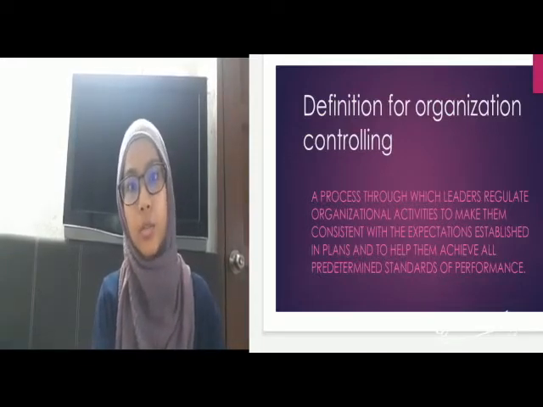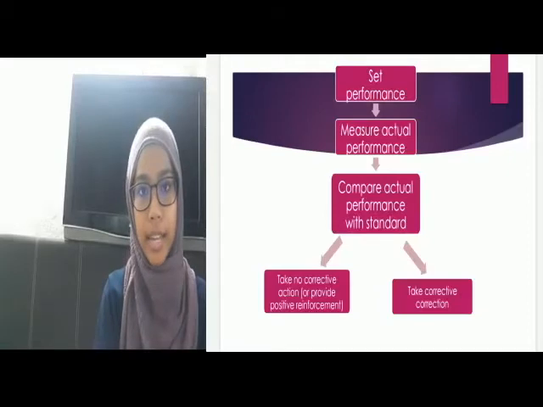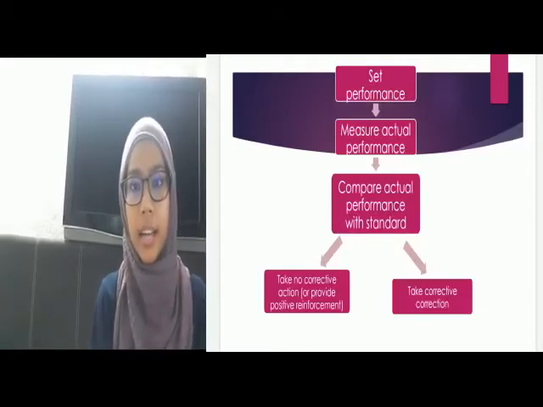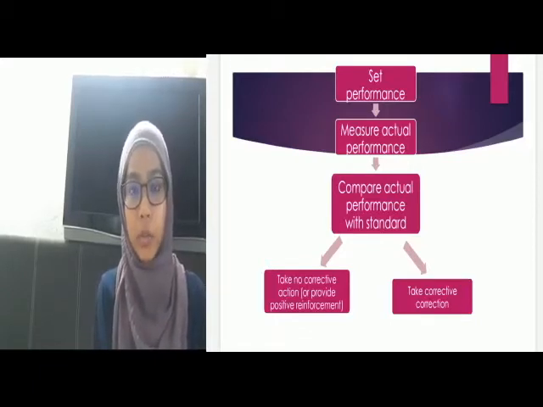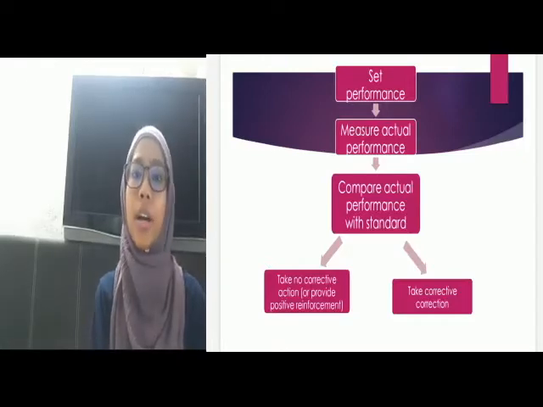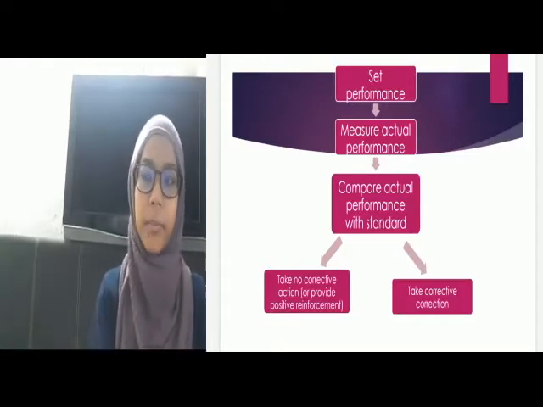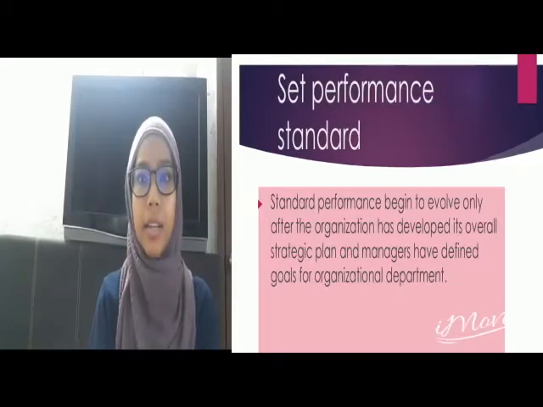Now let's turn to the 4 steps in the control process. First is set performance standard. Number 2 is measure actual performance. Number 3 is compare actual performance. And last, number 4, is response to deviation. Let me explain step number 1, which is set performance standard.